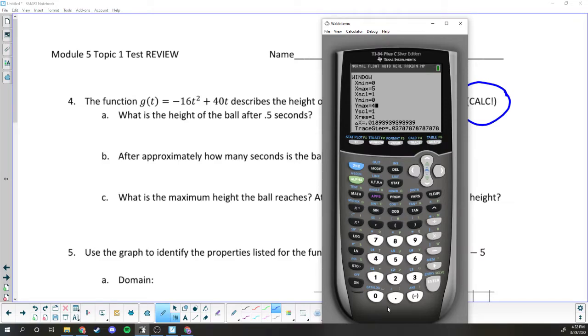Let's say, I don't know, 40 feet. That's pretty high, but actually that might be too high. Let's try 20 feet. Okay. And let's hit graph. Oh, well, that's better. That's better for sure.